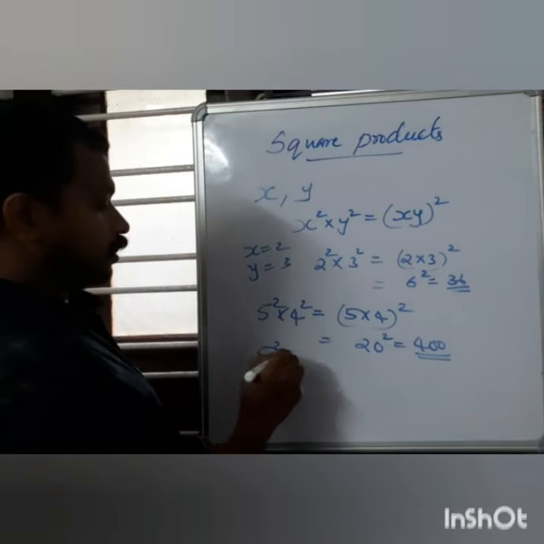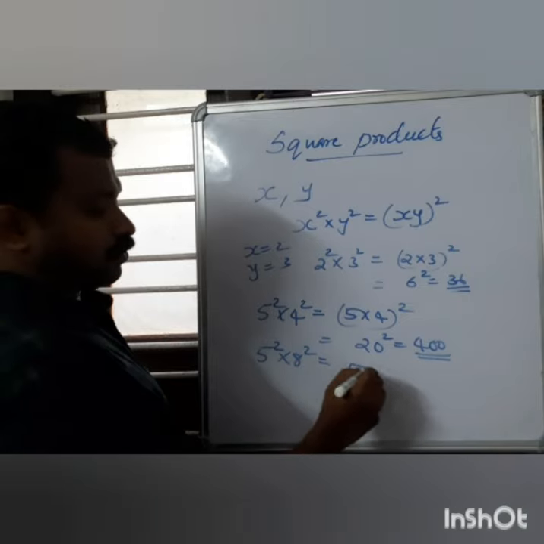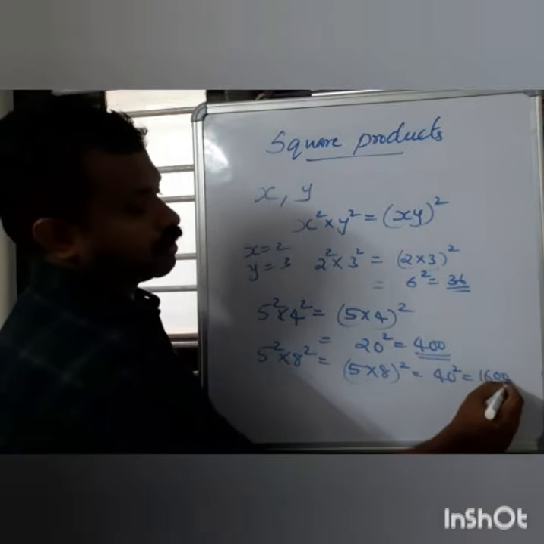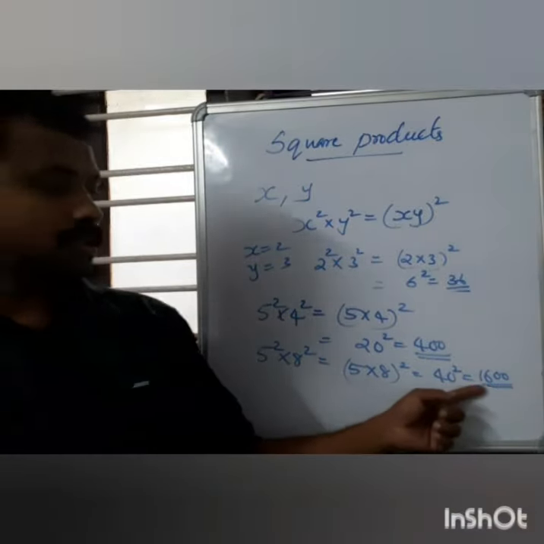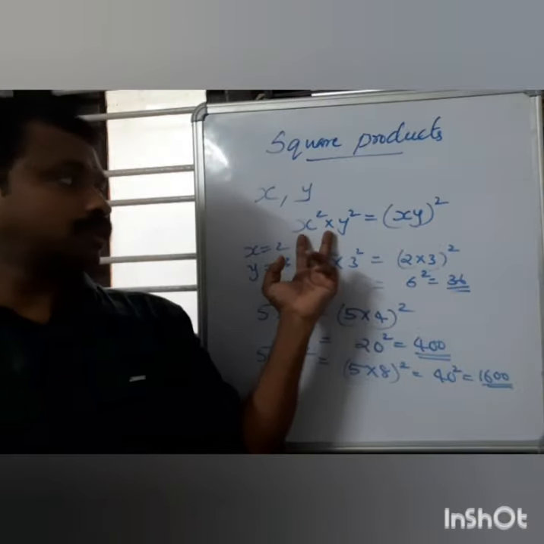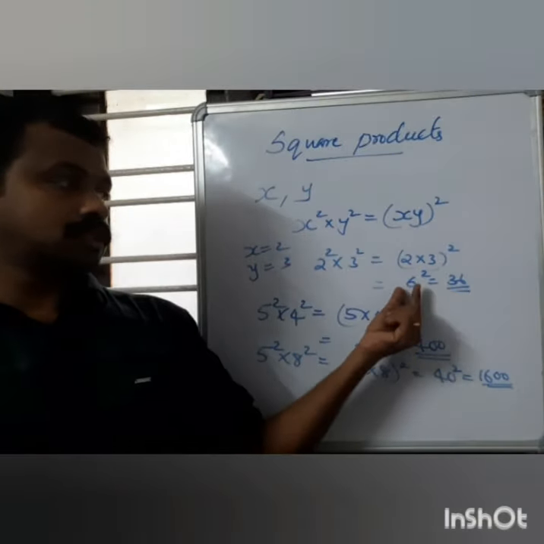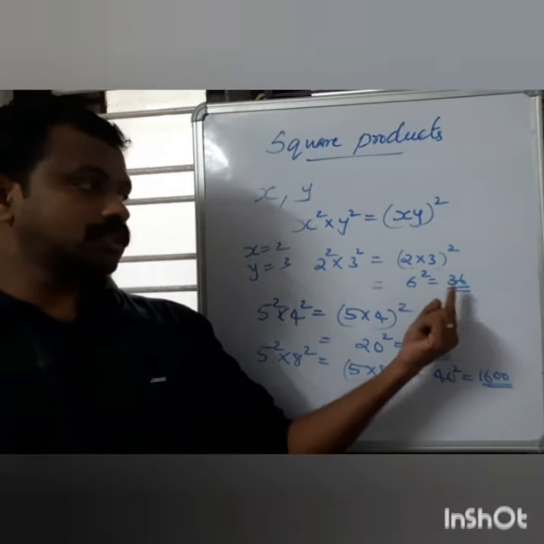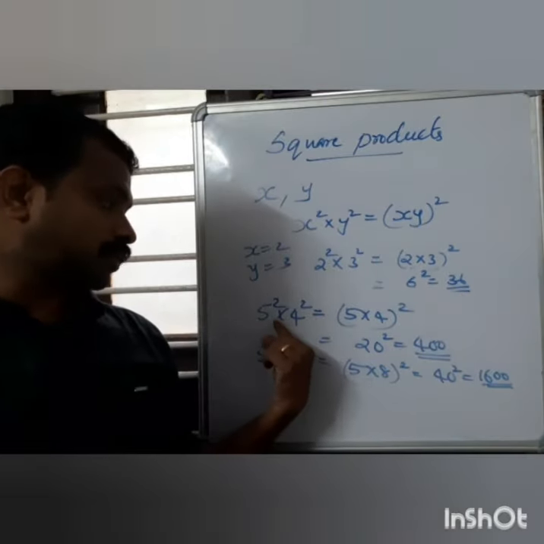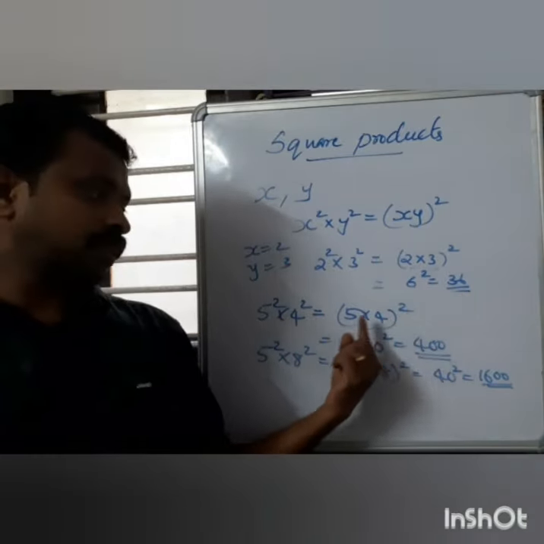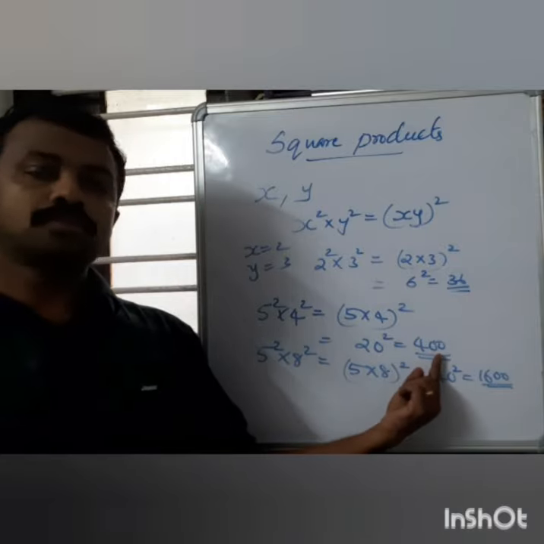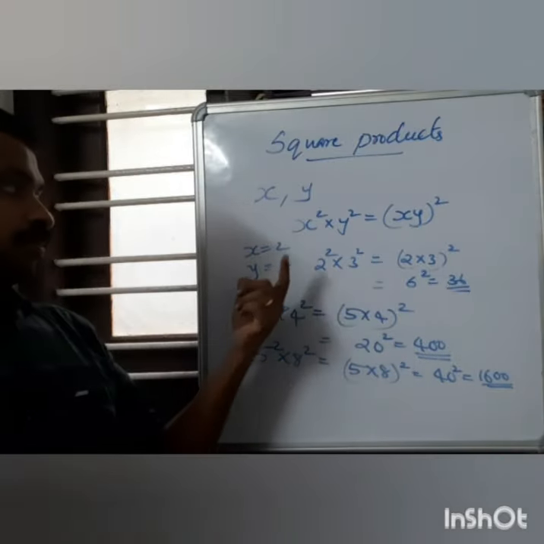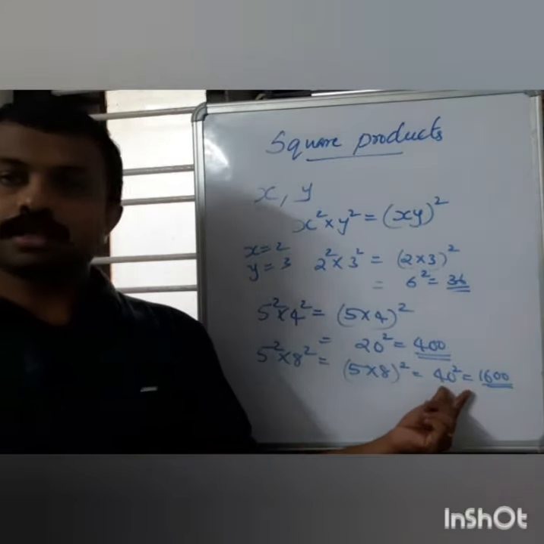Then 5 square into 8 square, the previous one we did. That is 5 into 8 whole square. 5 into 8 is 40. 40 square is 1600. Like that we can easily find. Instead of finding separately, we can multiply and take the square. So 2 square into 3 square is 2 into 3 whole square. 2 into 3 is 6. 6 square is 36. 5 square into 4 square is 5 into 4 whole square. 5 into 4 is 20. So 20 square is 400. Directly we can find like this, instead of writing separately.